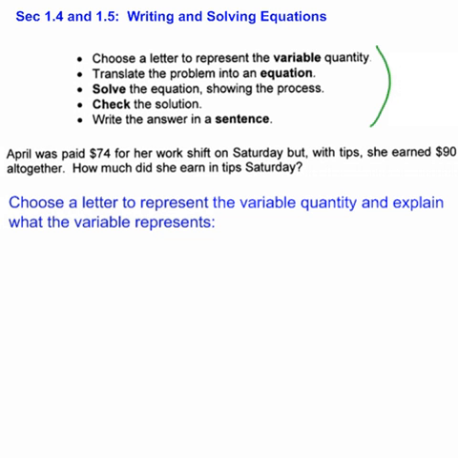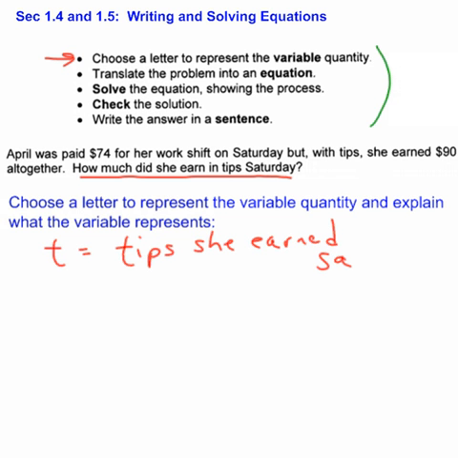So our first step here is choose a letter to represent the variable quantity. And typically, not always, but a lot of times we can look at the problem and see what we're looking for, and that'll be our variable. How much did she earn in tips Saturday is what we're looking for. So we're going to say T equals tips she earned Saturday.